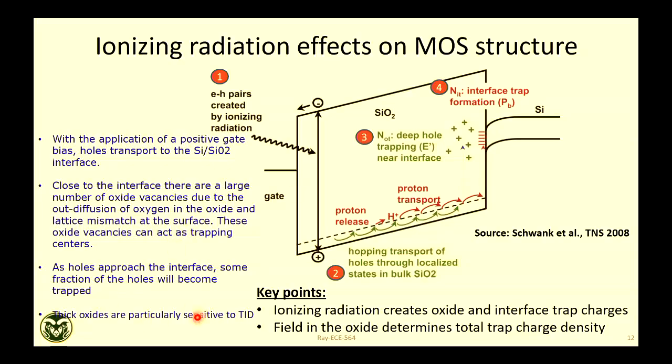Typically, thick oxides are more sensitive to TID, because in a thin oxide, both electrons and holes can escape. If both can escape, there is no net charge trapped. This is true for modern MOSFETs, like a 10 nanometer technology node, where the oxide thickness is very, very thin. There, electrons and holes can both escape, and you may see nothing has happened after radiation.